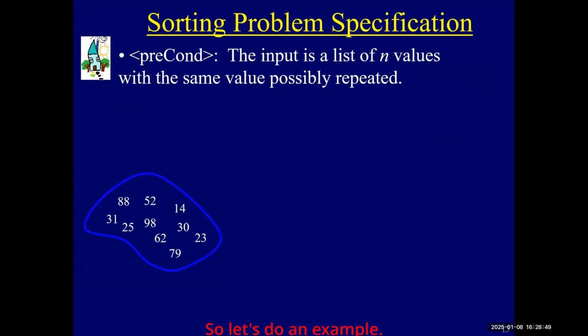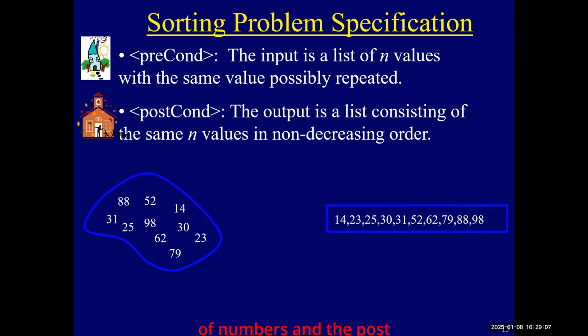So let's do an example. Sorting. So we first focus on what the pre and post condition is. On a test, I would tell you what's the precondition and post condition. So the precondition is I've got a set of numbers, and the post condition is those same numbers are sorted. Everybody got good with that?